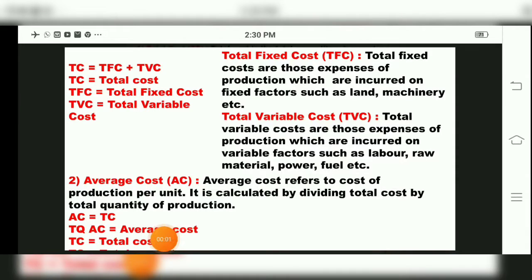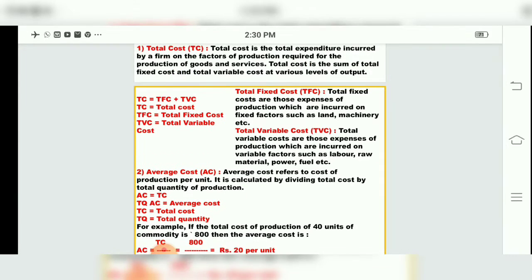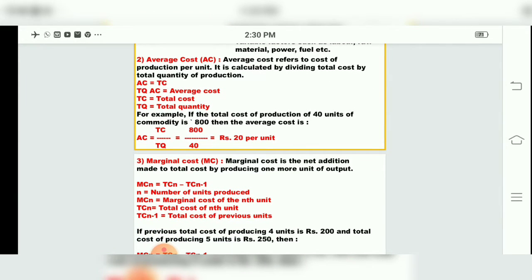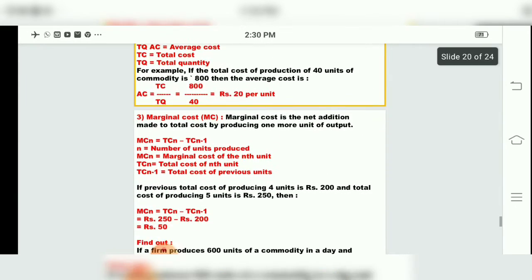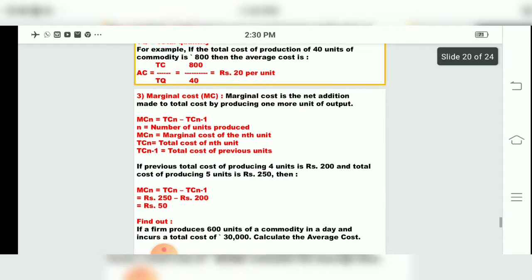Good day, dear students. Last period we were studying about total cost. The formula for total cost was total fixed cost plus total variable cost. Then we studied about average cost. Average cost is calculated as total cost divided by total quantity. Then an example we have seen about production: 40 units were there of a commodity and the cost was 800. Regarding 800 divided by 40, we got rupees 20 per unit.